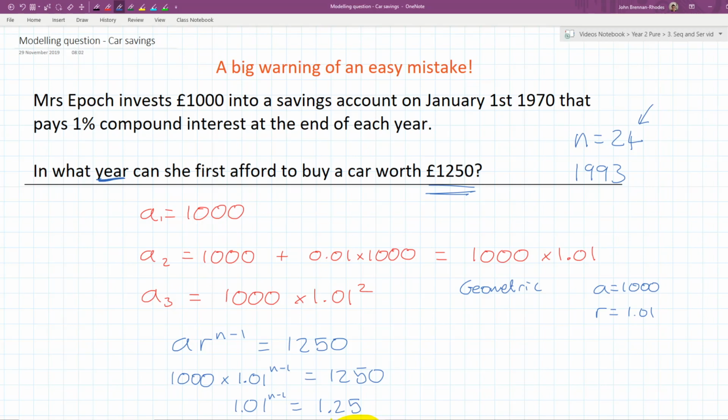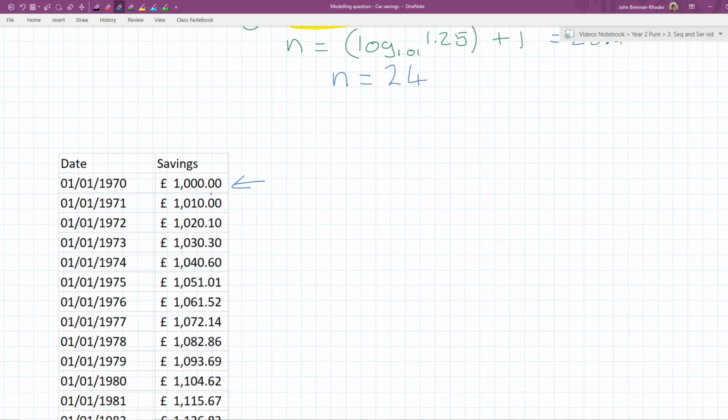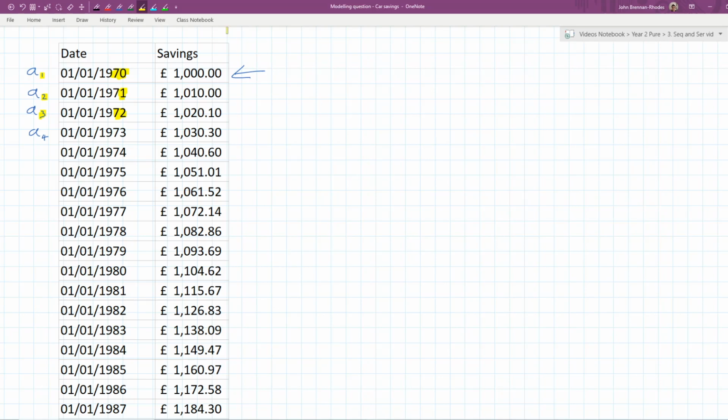Right. The mistake that you may have made if you got 1994 is this. This is A1. This is A2. This is A3. This is A4. 1 is 1970, 2 is 71, 3 is 72. Because 0 was the first term, that means everything's off by 1. 1 is 0, 2 is 1.